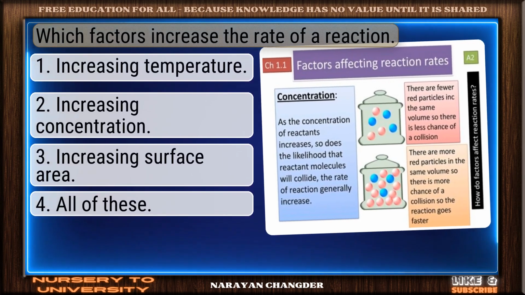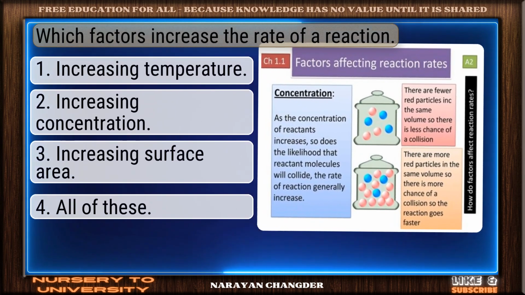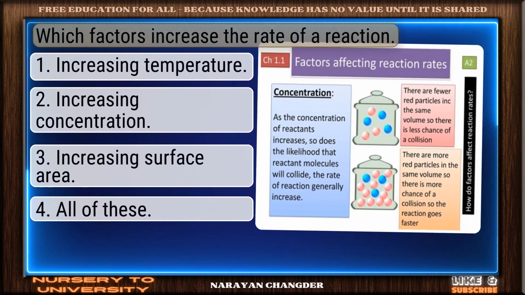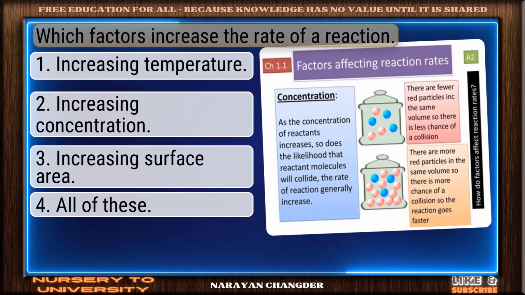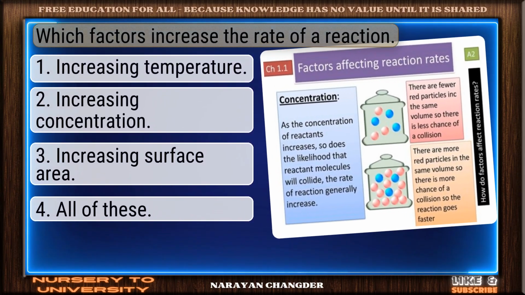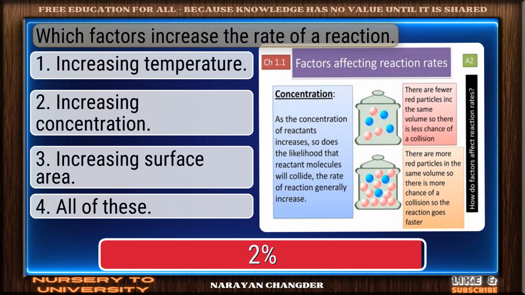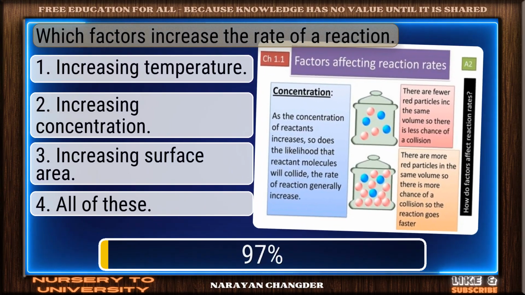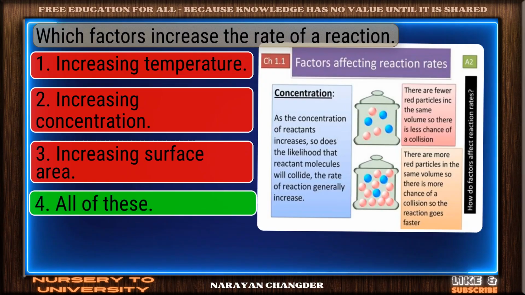Which factors increase the rate of a reaction? Option 1, increasing temperature. Option 2, increasing concentration. Option 3, increasing surface area. Option 4, all of these. Perfect choice, all of these.